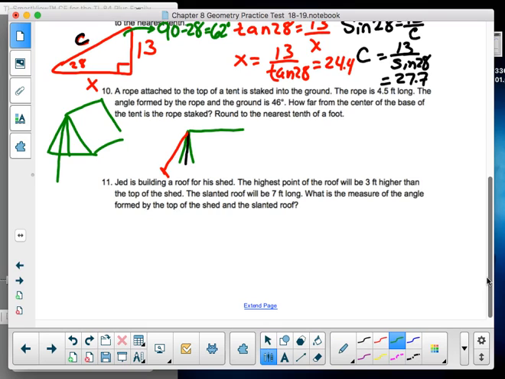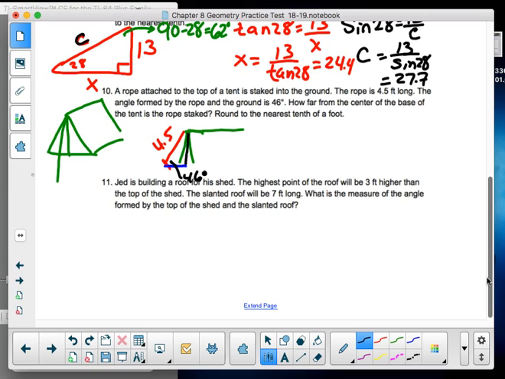How far away along the ground, let's use blue for our ground today, is our stake located? And let's make our stake a little bit higher there, and we'll clean that up. Everything's all nice and clean. So now I'm looking for that blue, and I know a few things. The rope is 4.5 feet long. This is 4.5. The angle formed by the rope and the ground is 46 degrees. They're telling me this angle is 46 degrees.